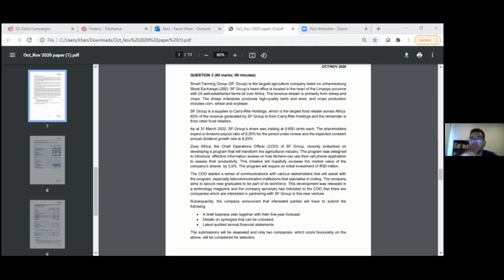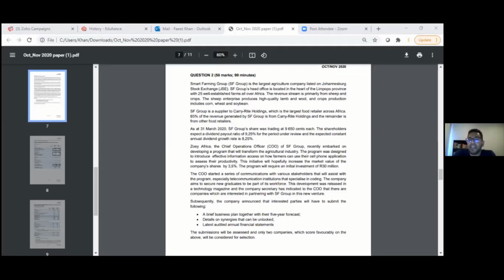Okay, so I'm gonna just pay careful attention. In the first sentence, they're telling you this company is listed on the JSE. Very important in management accounting to pick up whether the company is listed or not listed. It plays a role in valuations, okay? It also plays a role in strategy and risk management. So just keep that in mind. From an auditing perspective, whether you're listed or not listed also plays a role. So just keep that in mind to pick up whether the company is listed or not listed.